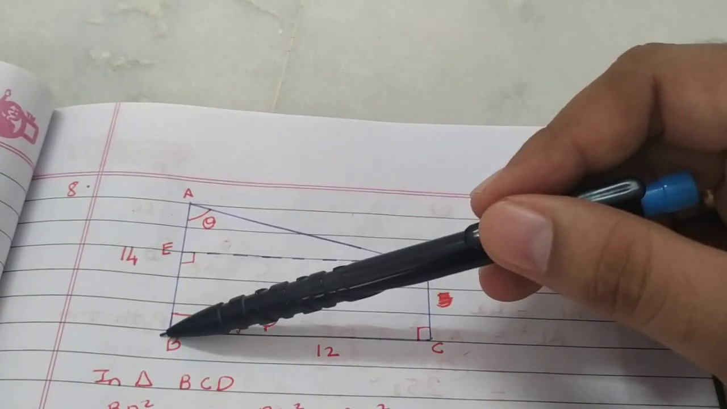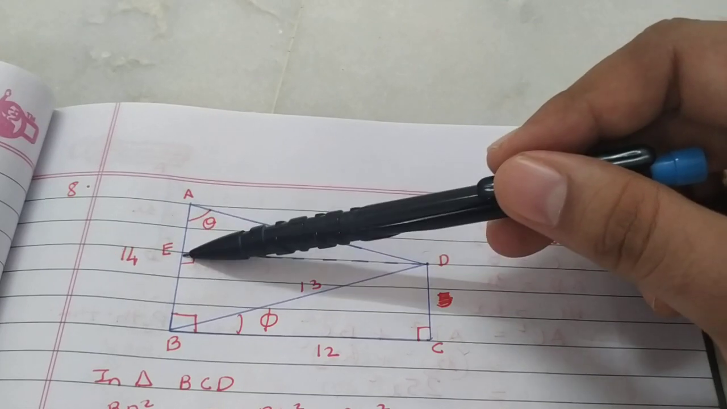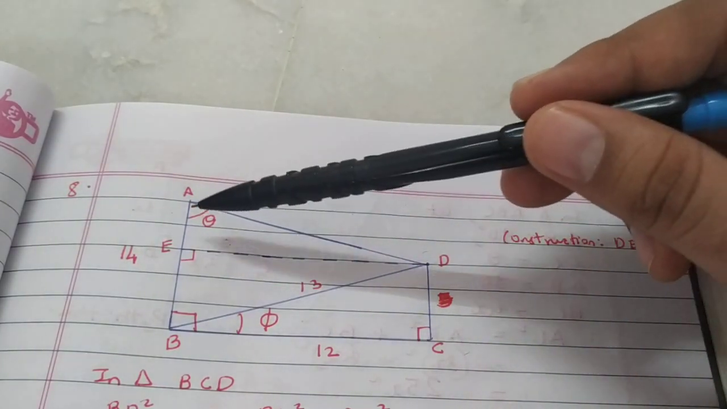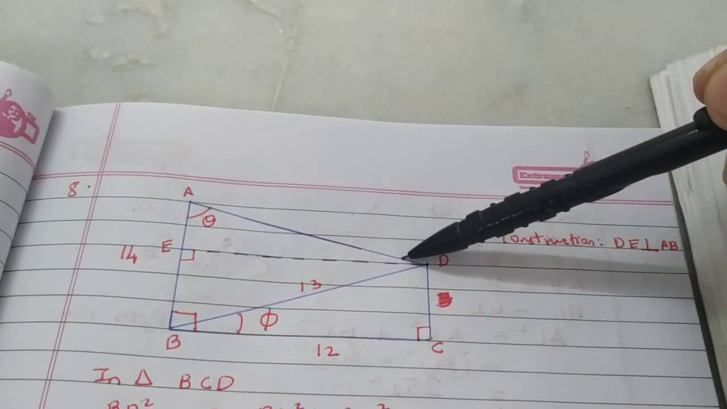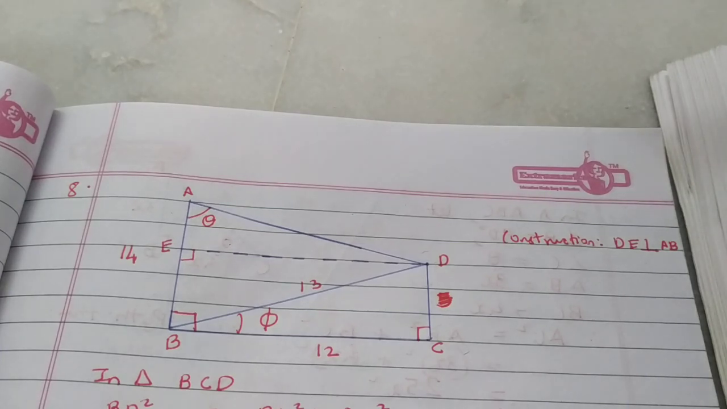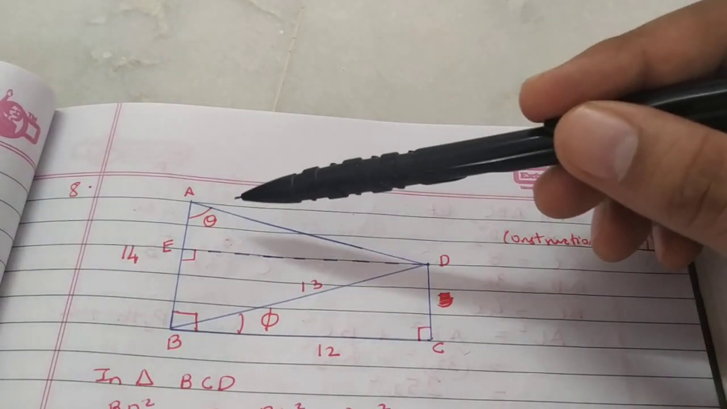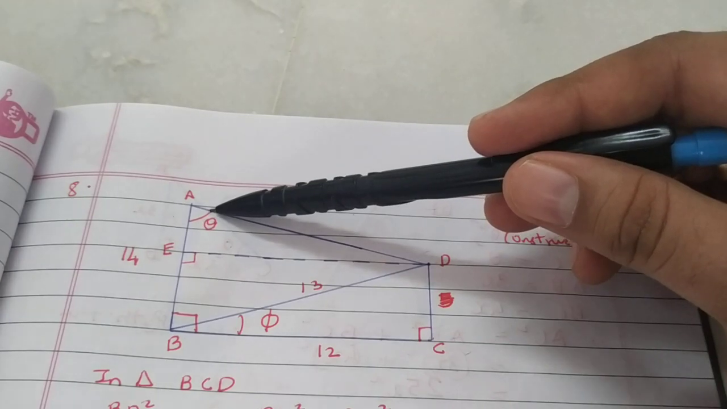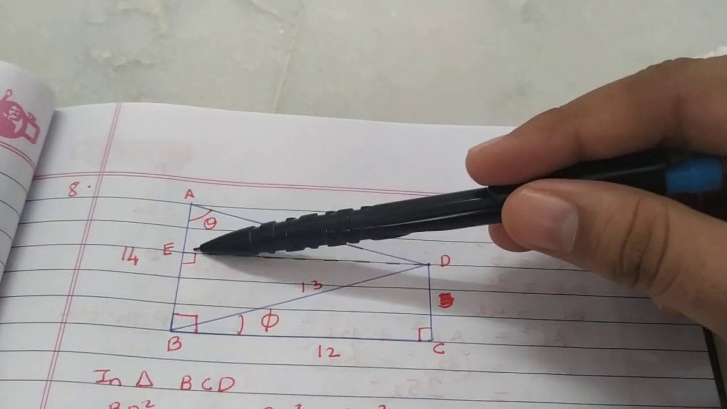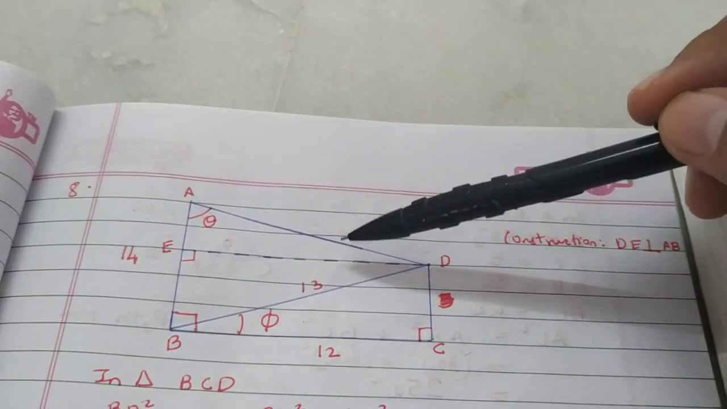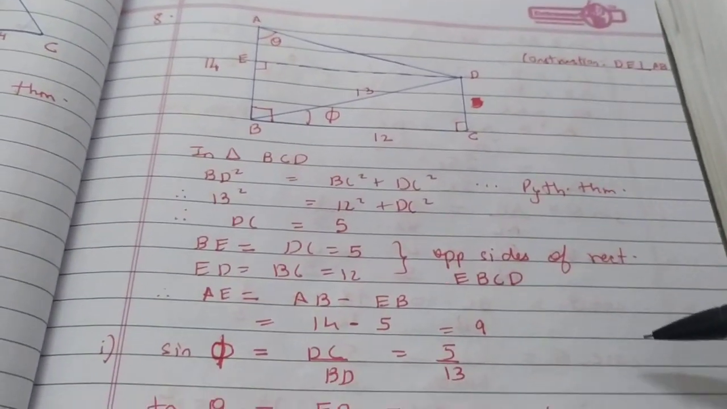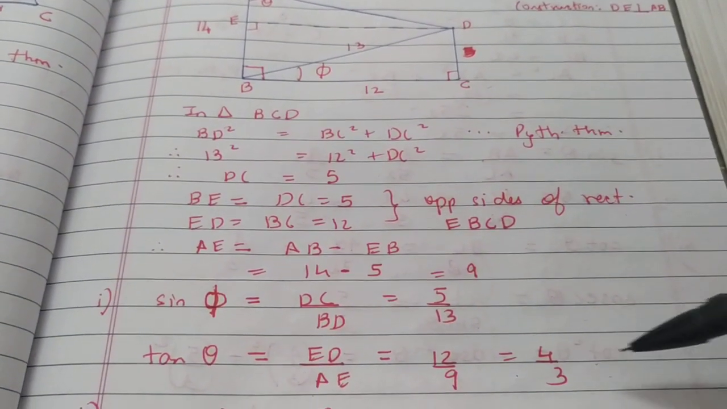Now if this is 5, how much is AE? 9. 14 minus 5 is 9. So I got this as 9, I got this as 12. This should help us to find all the trigonometrical ratios. So tan theta now, tan theta is opposite upon adjacent. So opposite side is ED and adjacent is EA. So that's 12 upon 9. And after reduction that becomes 4 upon 3.